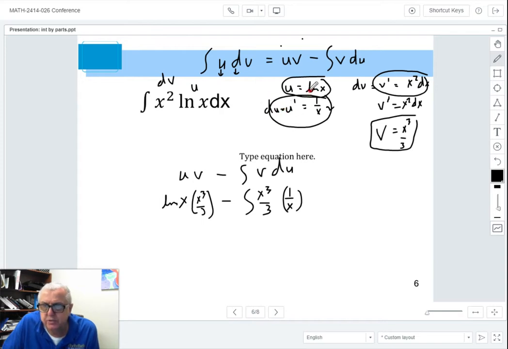Just want to make sure I use u prime instead of du. It's the same thing. So I like to put the power in front there. So I have x^3 ln x over 3. One of the x's here cancel. So I'm really integrating x squared over 3.